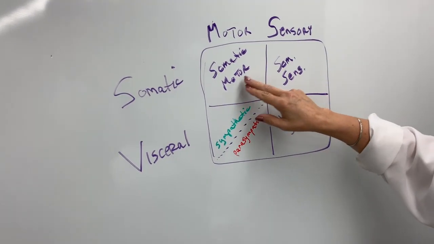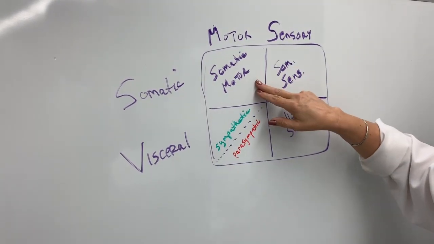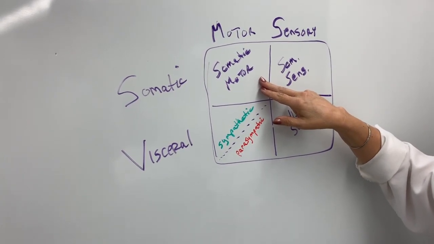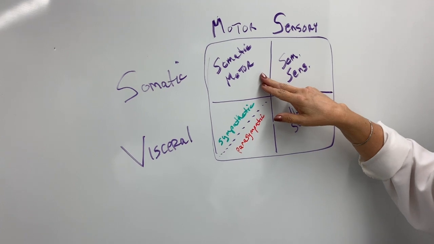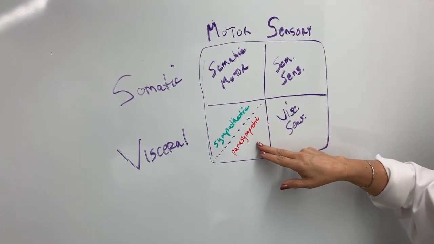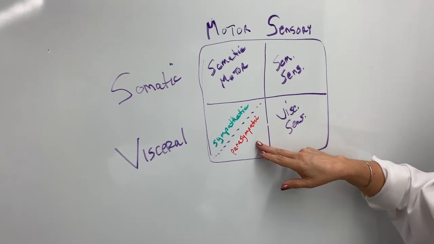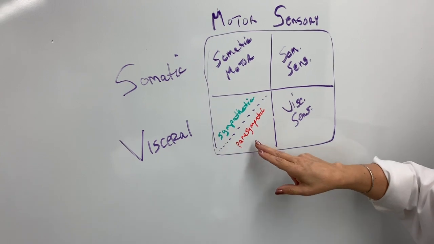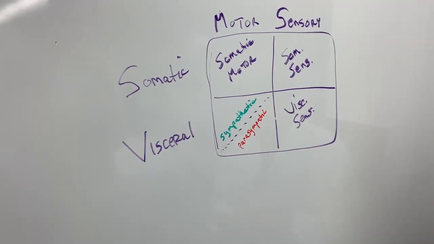So somatic motor is under voluntary control. This is what we're thinking about doing. We can decide to have an action or not have an action. It's a no-go, no-switch. Visceral motor is involuntary. We don't think about increasing our heart rate. We don't think about digesting our food. It just happens. But it happens faster or slower depending on the signal that we send.